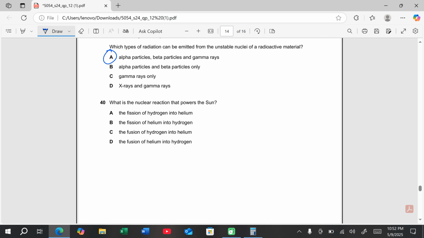In 40, what is the nuclear reaction that powers the sun? It is always fusion, the fusion of hydrogen into helium.